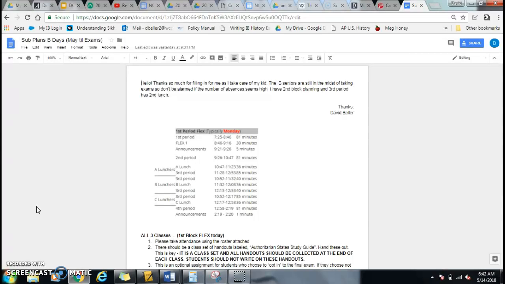This assignment is your optional assignment, so if you choose to opt into the final exam, you need to complete the assignment and the essay that goes with it, and you have to turn it in by the day of your exam date. So, for instance, 1B, this would be due by the 25th, and then anybody else after that.